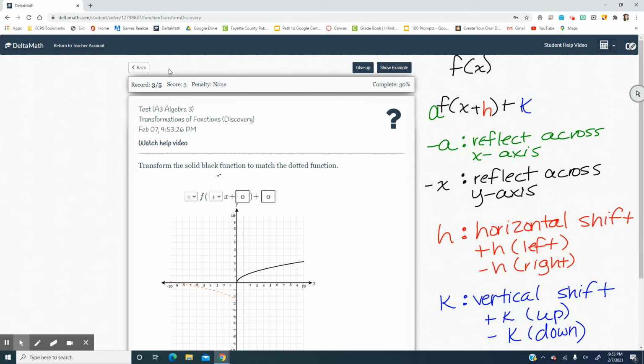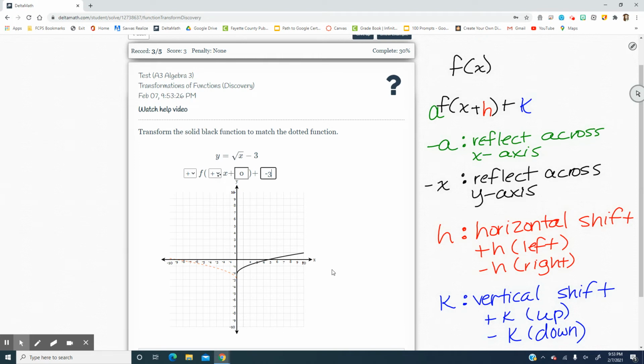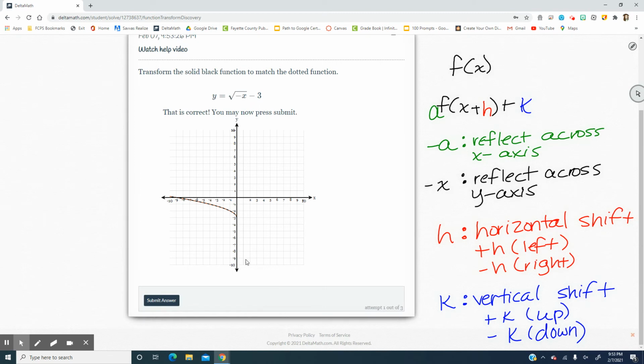Let's do one more. Okay, this one does need to go down. So let's shift it down maybe 3. And then it needs to reflect across the y-axis, so I should make the x value negative. See if that works. Hey, there it is.